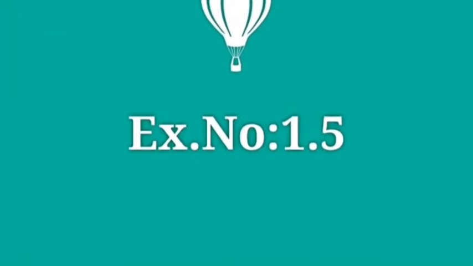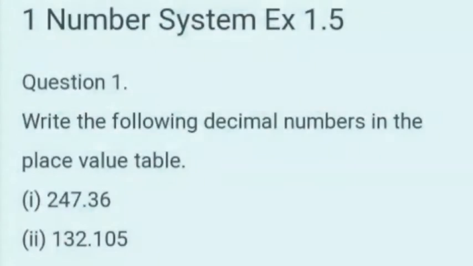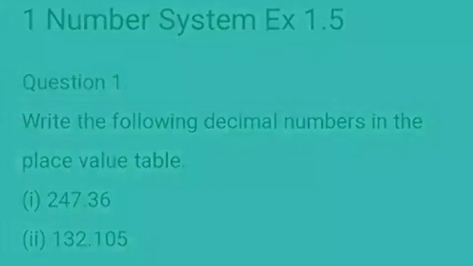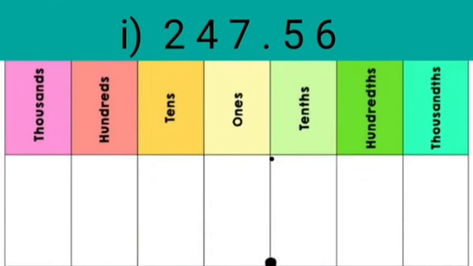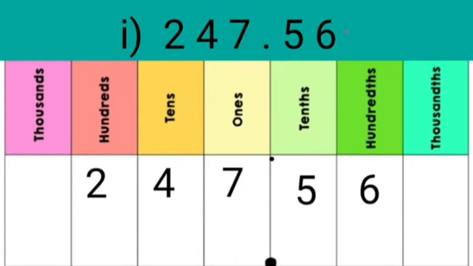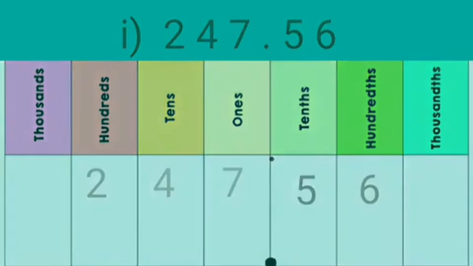Let's start exercise number 1.5. Question number 1. Write the following decimal numbers in the place value table. Subdivision 1. 247.56. Let's start writing from left to right. 2 hundreds, 4 tens, 7 ones, 5 tenths, 6 hundredths. 247.56.